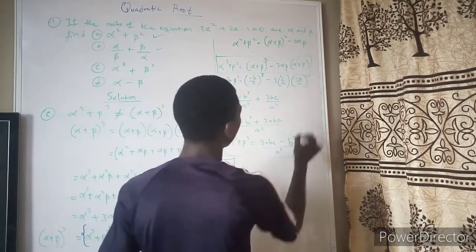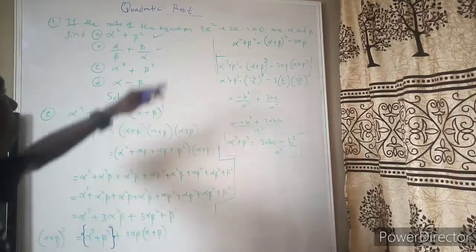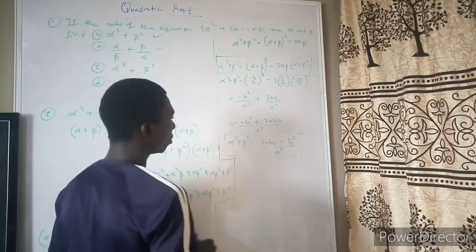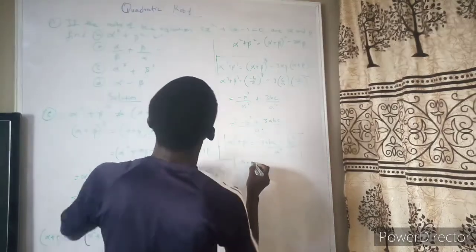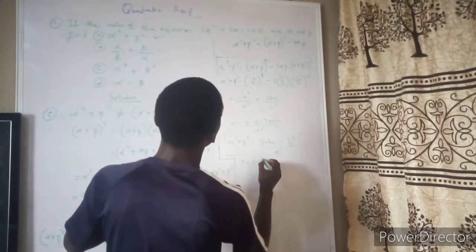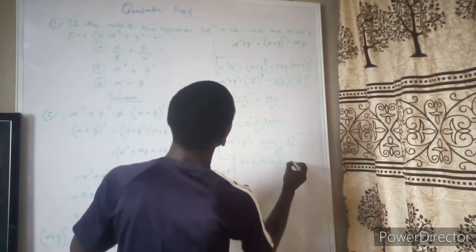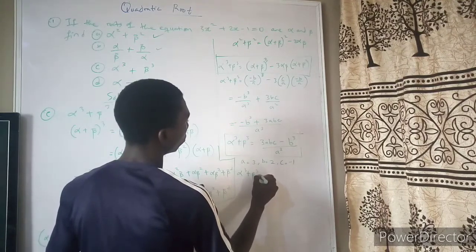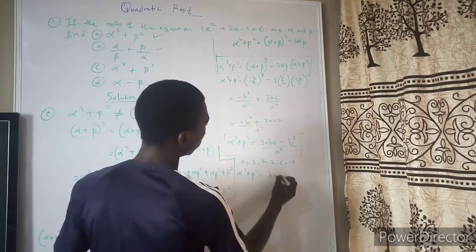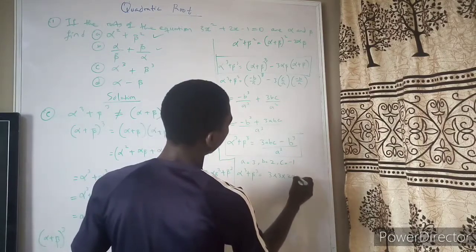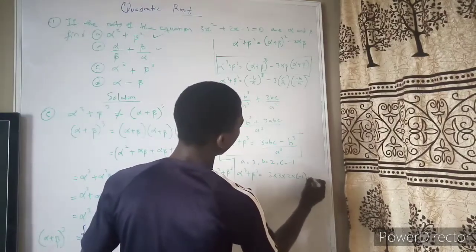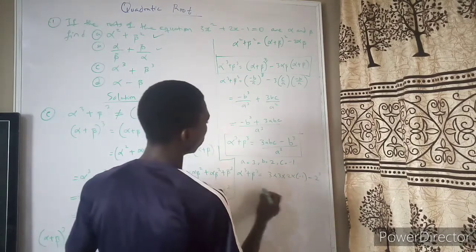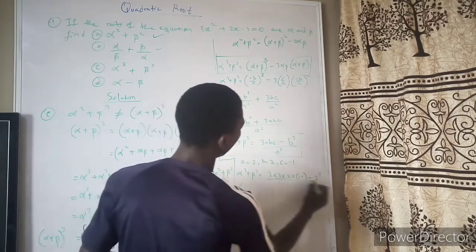So this is the formula I'm applying now to solve my question. From my question, my a is equal to 3, my b is equal to 2, and my c is equal to minus 1. So now alpha cube plus beta cube will be equal to 3 times a, 3 times b, which is 2, c, which is minus 1, minus b, which is 2 cube. I hope this is clear. So okay, all over a.